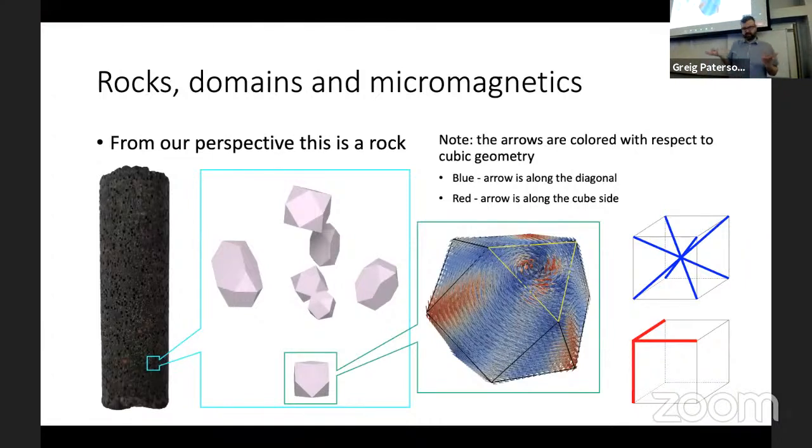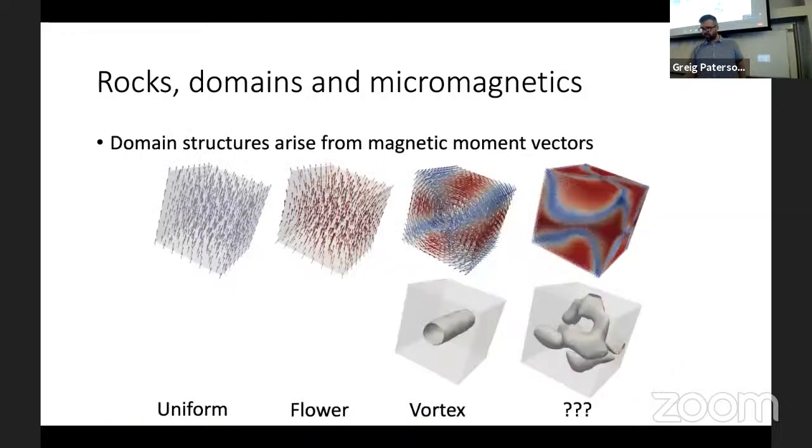So from my perspective, a rock is just a bunch of different magnetic particles, different magnetic grains. And as I said before, the blue arrows correspond to magnetization moments that point along one of the cubic diagonals, and the red arrows correspond to magnetization moments that point along one of the cubic edges. And so when we look at our domain structures, we can start to build up a picture of the various different domain states that we see in grains.